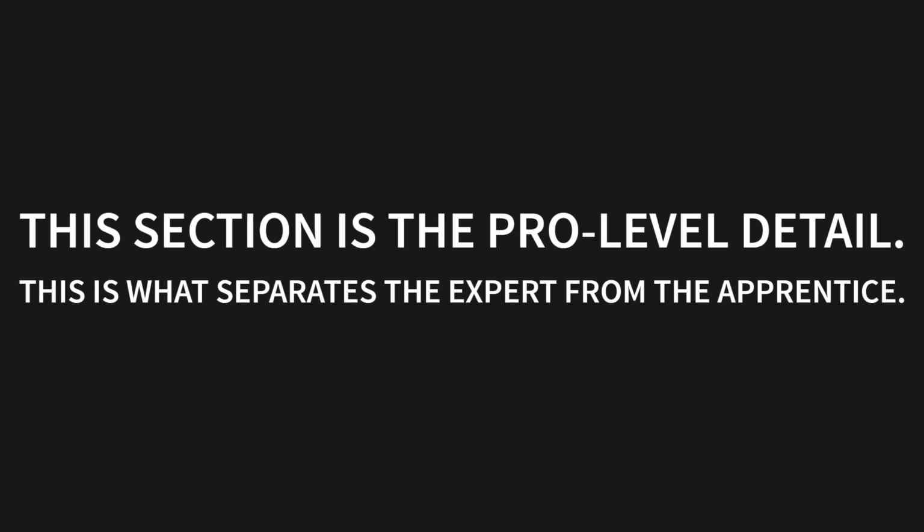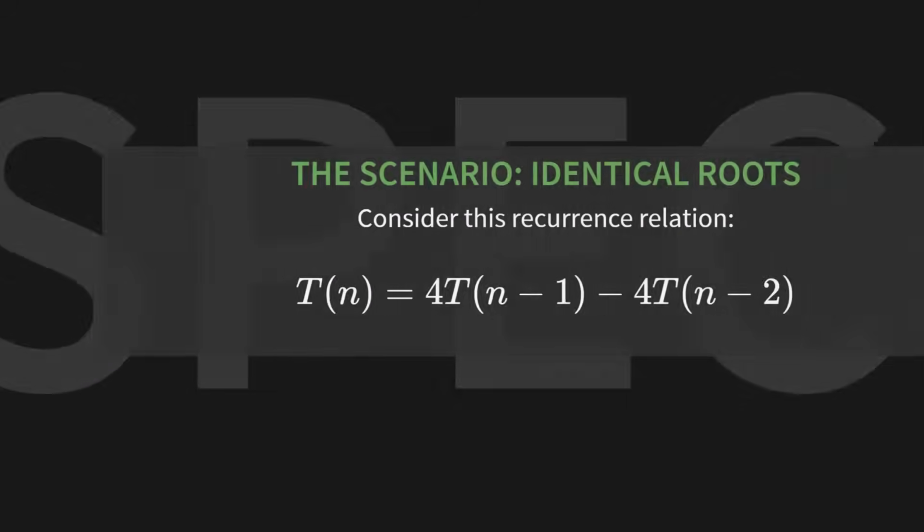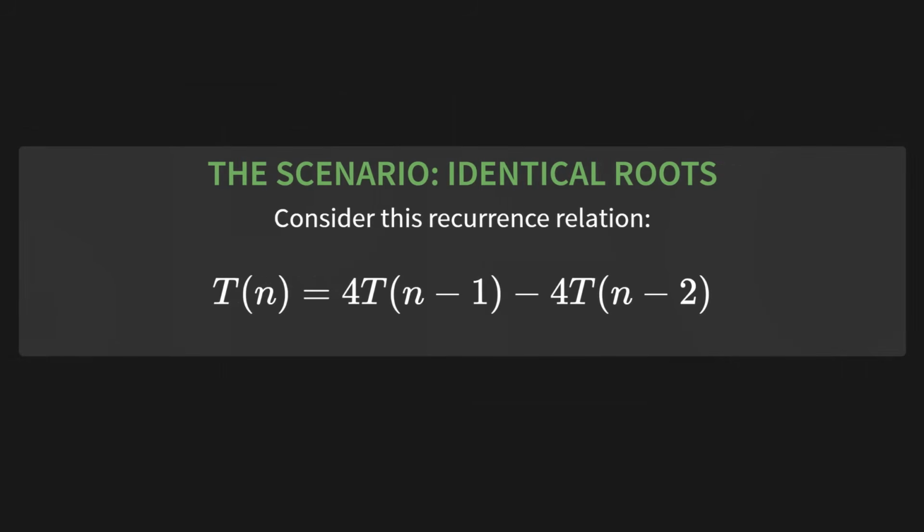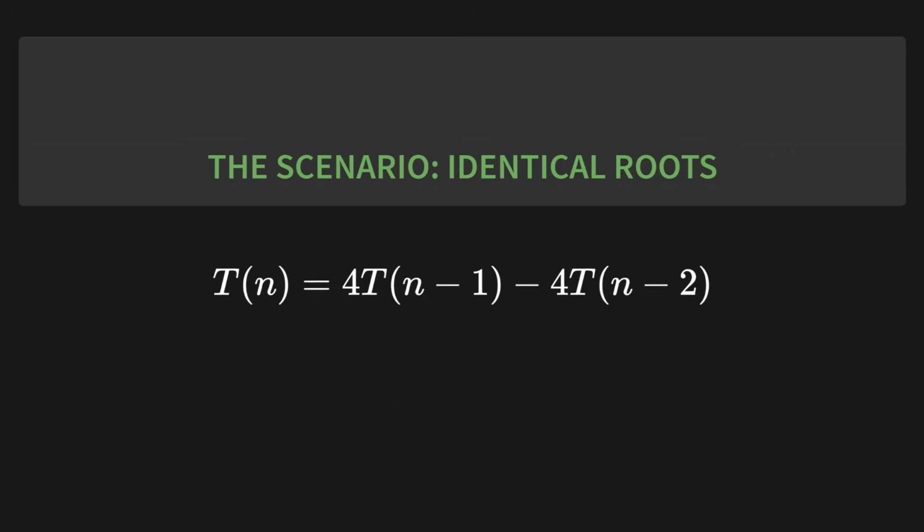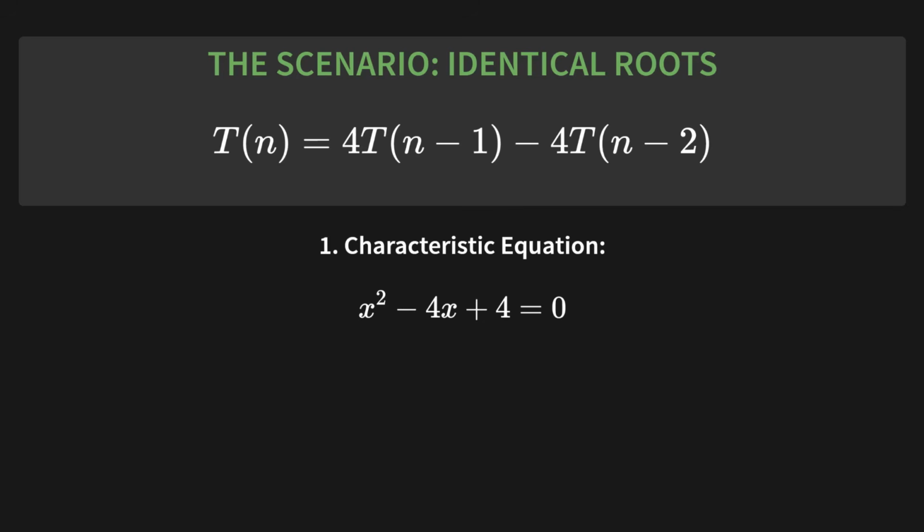This section is the pro-level detail. This is what separates the expert from the apprentice. We're going to master the special case of repeated roots. So let's dive into the scenario. Identical roots. Consider this recurrence relation. T of n equals 4T of n minus 1 minus 4T of n minus 2.